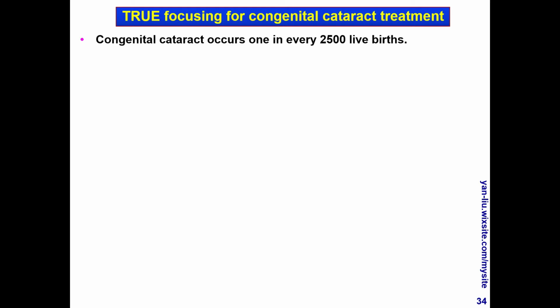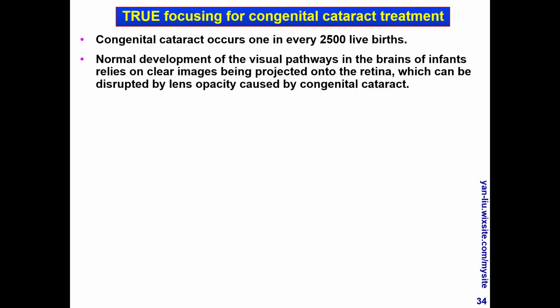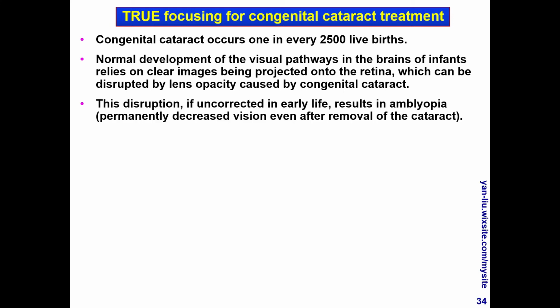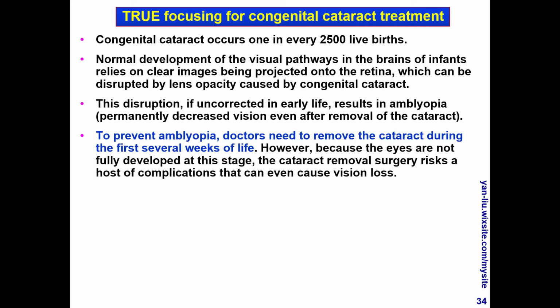Congenital cataract is a disease that occurs 1 in every 2,500 live births. Normal development of the visual pathways in the brains of infants relies on clear images being projected onto the retina, which can be disrupted by lens opacity caused by congenital cataract. This disruption, if uncorrected in early life, results in amblyopia, which is permanently decreased vision even after removal of the cataract. To prevent amblyopia, doctors need to remove the cataract during first several weeks of life. However, because the eyes are not fully developed at this stage, the cataract removal surgery risks a host of complications that can even cause vision loss.